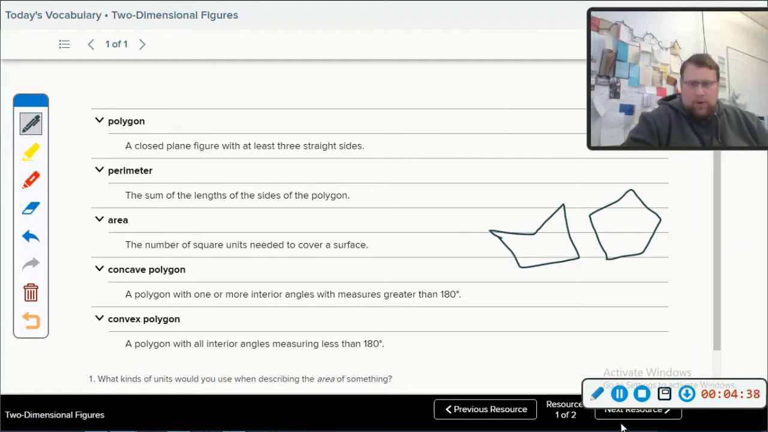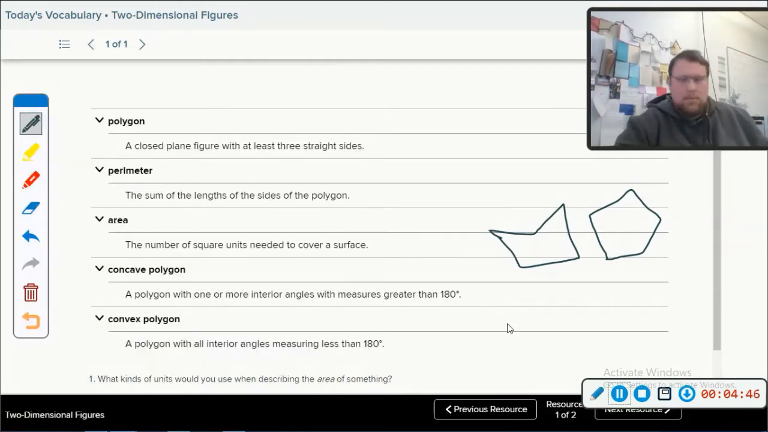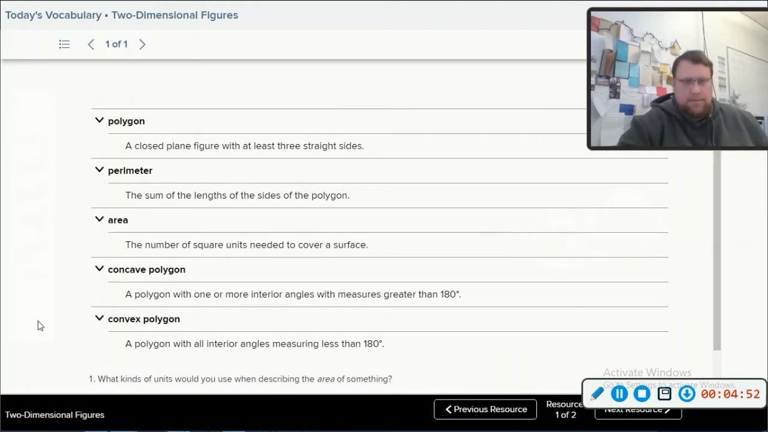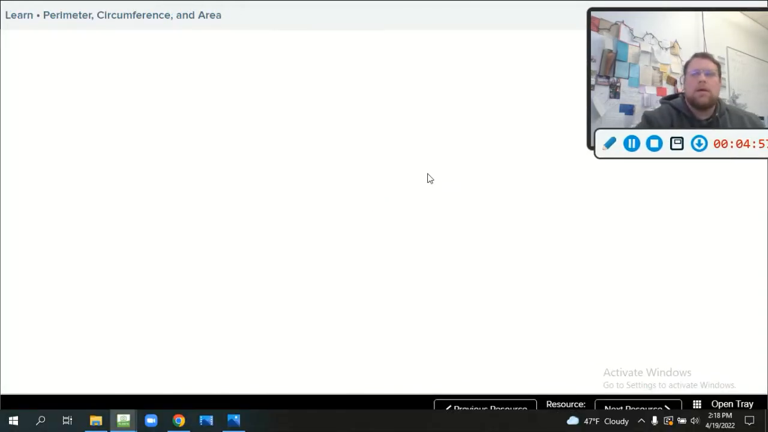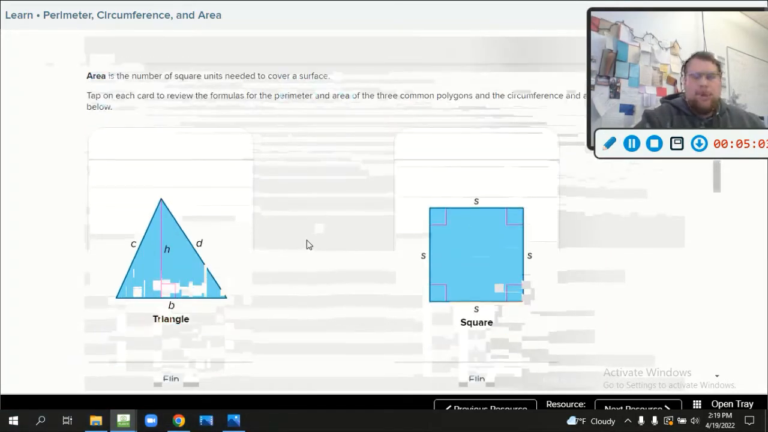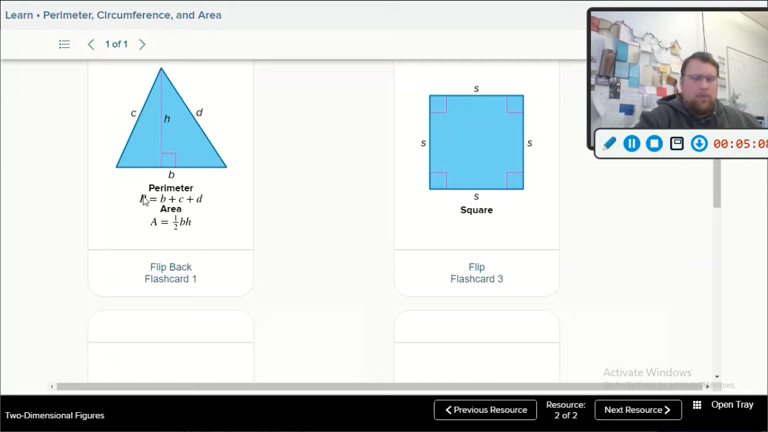All right, let's get rolling on with what you'll see next on your paper. I gotta get rid of this. All right, next on your paper, you're going to see these shapes, and I'm just going to flip the triangle, and I want you to write down the formula for perimeter and area of a triangle, right? Which is b plus c plus d, adding up the sides. And the area is 1/2 the base times the vertical height.